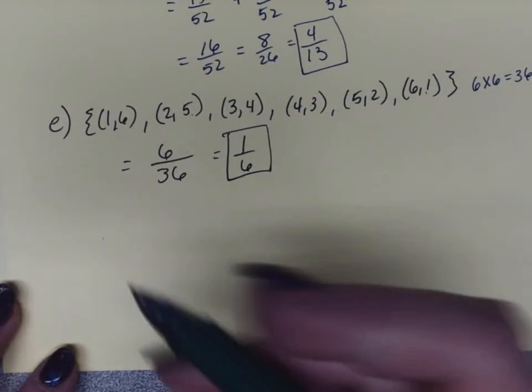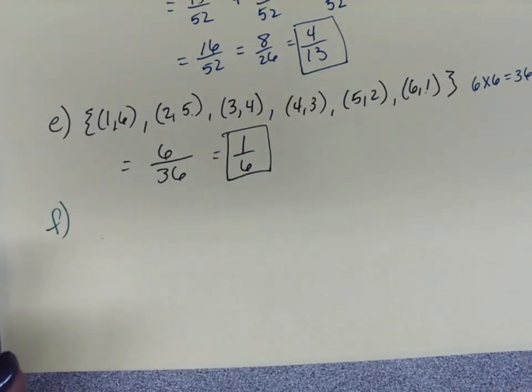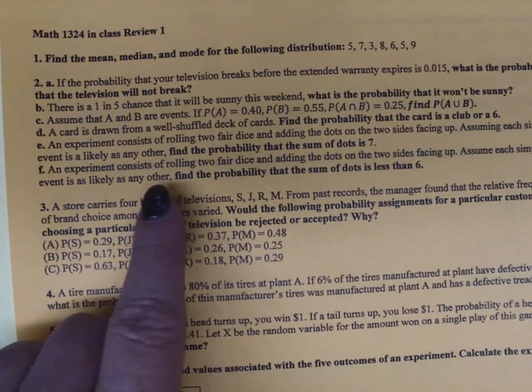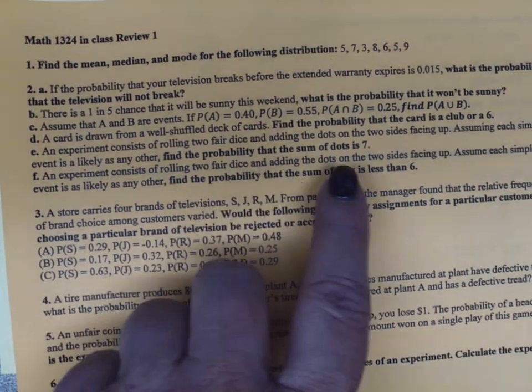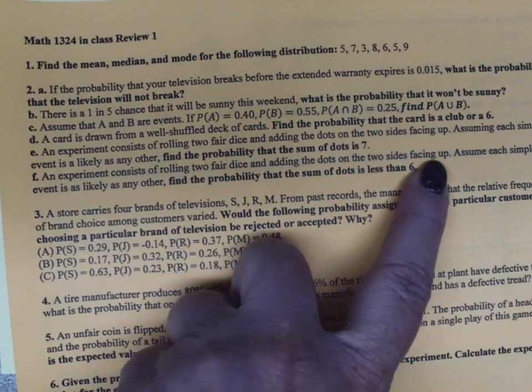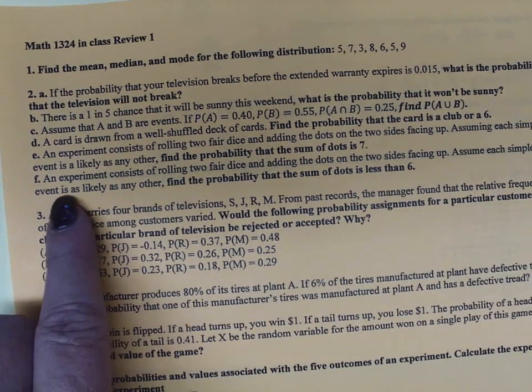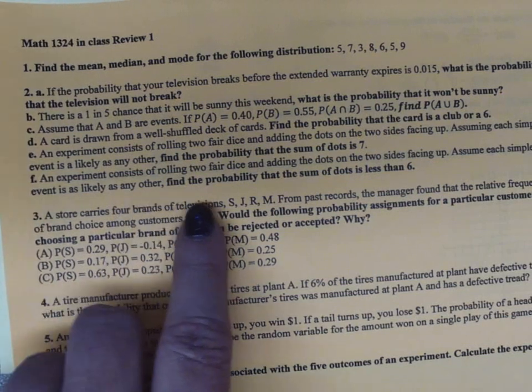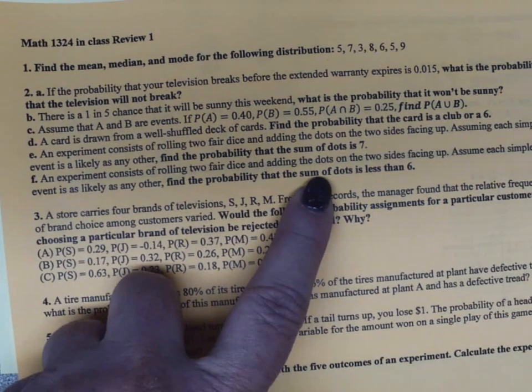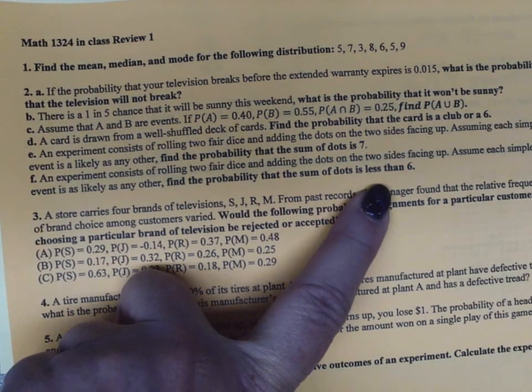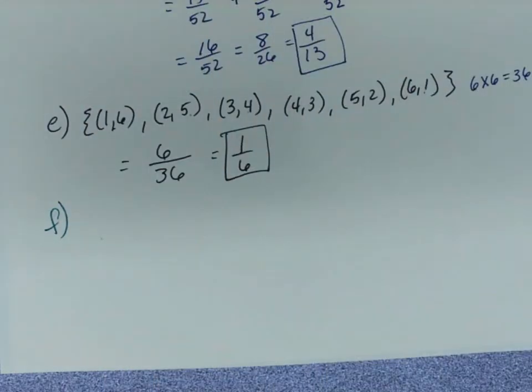All right, let's look at F. For F, an experiment consists of rolling 2 fair dice, adding the dots on the 2 sides facing up, assuming each simple event is as likely as any other. Find the probability that the sum of dots is less than 6, so not equal to 6, but less than.